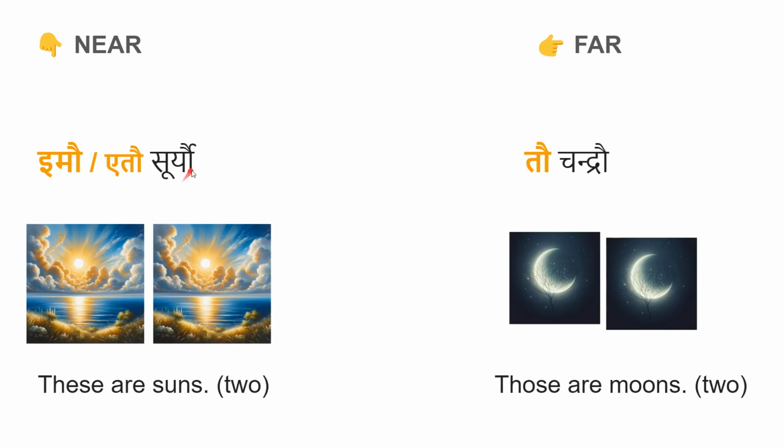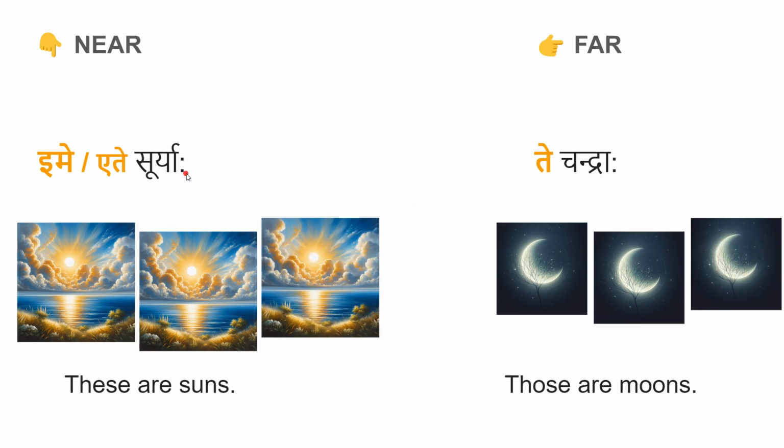Now imau Suryau, etau Suryau. So these are two suns. It could be an imaginative situation. Maybe you see two reflections of the same sun. For example, there are certain planets which have more than one moon. So tau Chandrau.